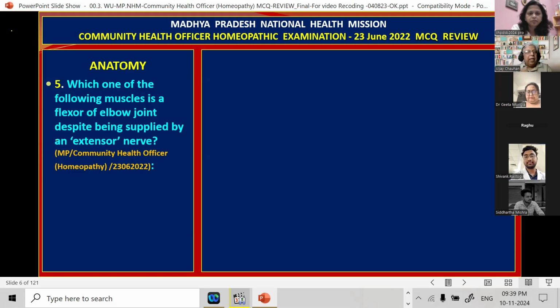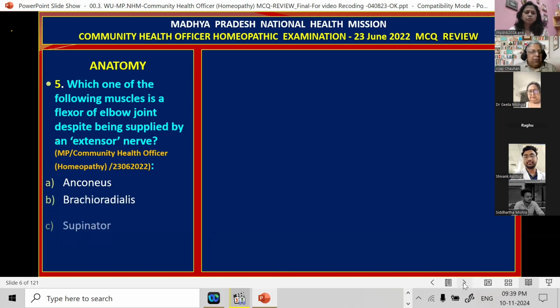But this flexor, this muscle, is supplied by the extensor nerve. Let us see which is this muscle. Anconeus is the muscle, number 1, a possible answer. Variable A, anconeus. These are the distractors. Number 1 distractor is anconeus, a very strong distractor. Second is brachioradialis. C is supinator, and variable D is triceps.